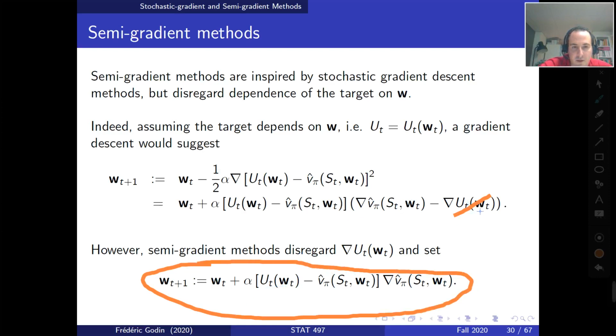So if we just suppress this guy, we obtain this. And this is exactly of the form of the previous gradient descent we've obtained, except we replace the true value function here by the target mu. Okay, so we call it a semi-gradient descent because it's as if we did a gradient descent, but we did not take into consideration this portion of the gradient here, which is the gradient of the target with respect to W. So this is why we call it semi-gradient descent.